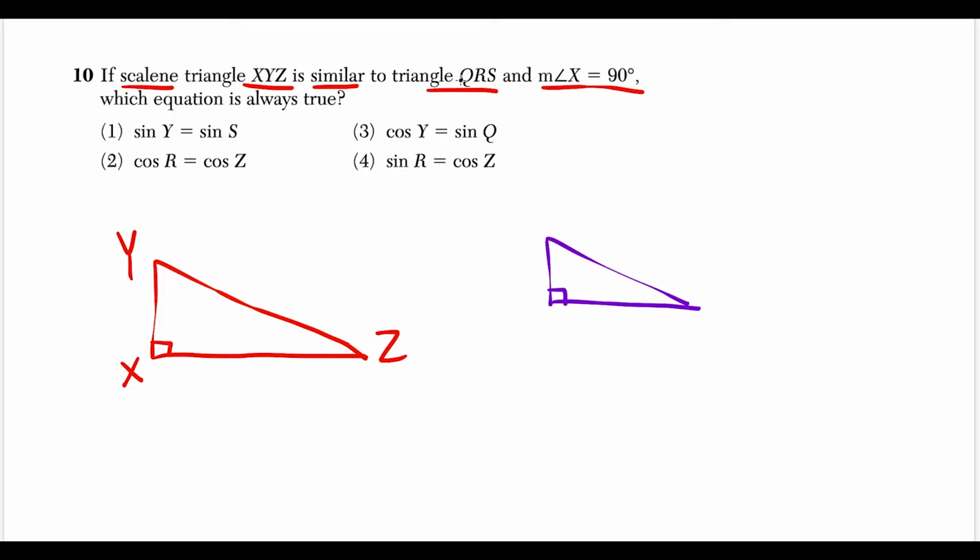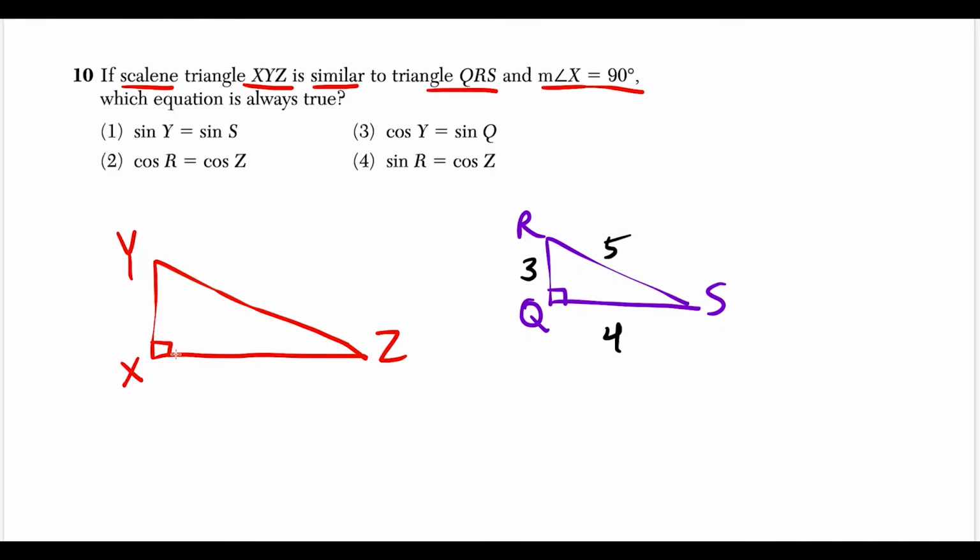So X shows up first, Q shows up first. X is by the right angle, so Q is going to be by the right angle. Now the middle letter is Y, and that's up here. So the middle letter R is going to go up here. So then S would have to go here. So now I'll just pick out random values for this triangle. Let's say this triangle QRS, I'm just going to give this 3, 4, 5.